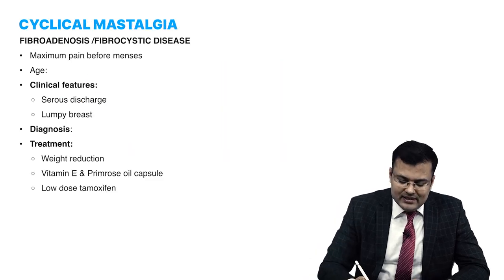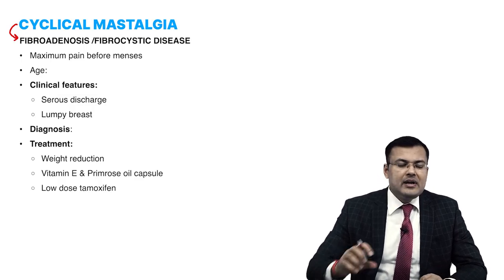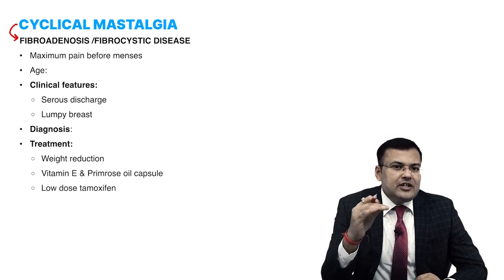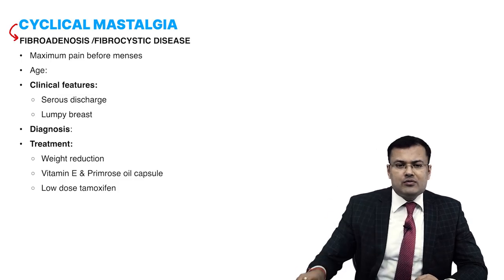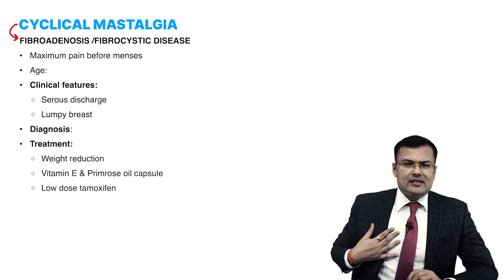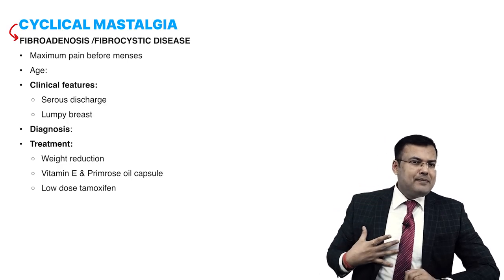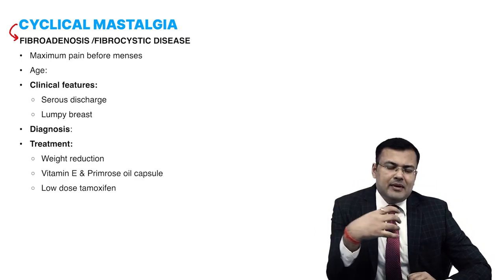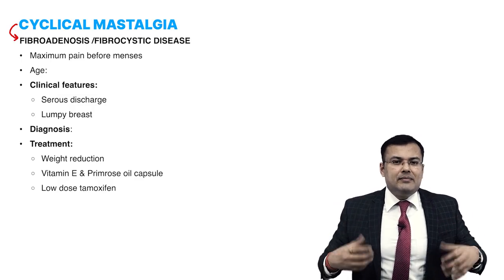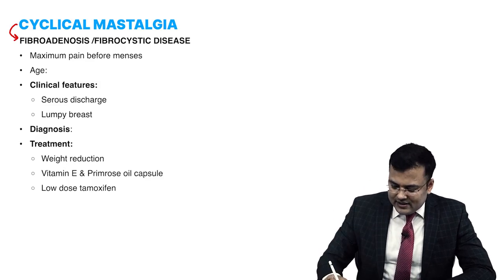Now see the cyclical mastalgia. Mainly these patients have fibroadenosis or fibrocystic disease. If you talk to married females in your family or relatives whose age is 25 to 40, having one or two kids, what symptoms do they tell you? Sir, I have maximum pain before menses or during menstruation. If I press the breast, serous discharge comes from bilateral multiple ducts, and there is heaviness in the breast, lumpy breast. So what is this actually? This is fibroadenosis or fibrocystic disease.